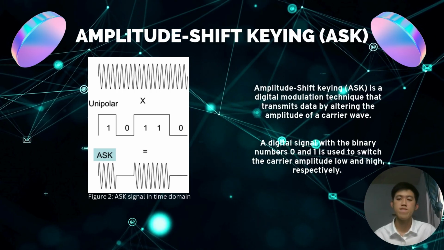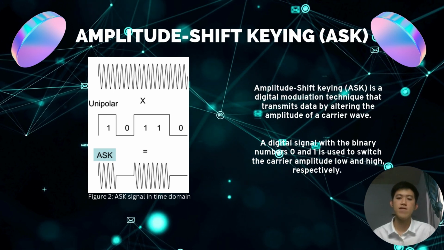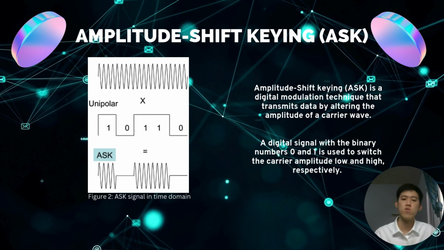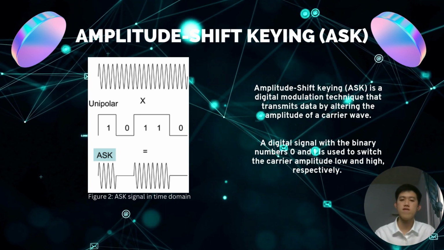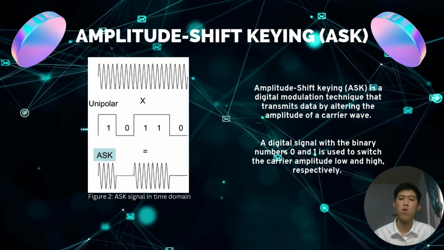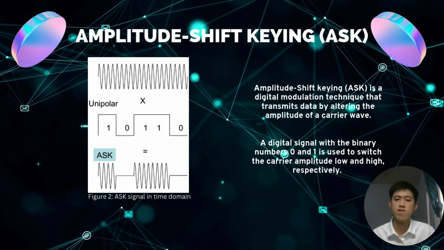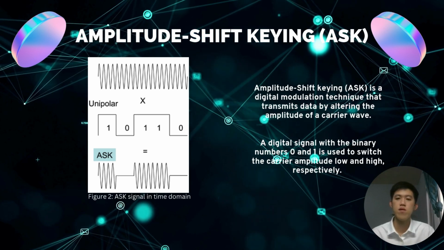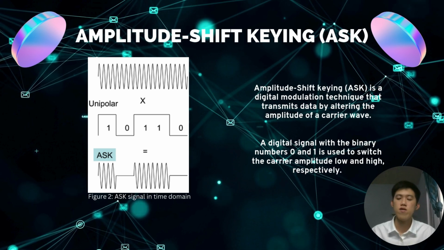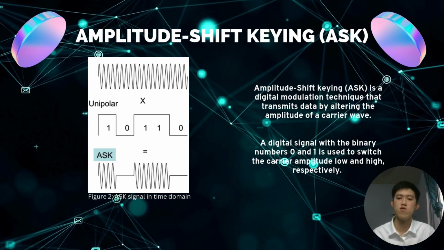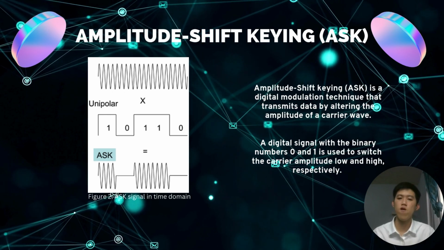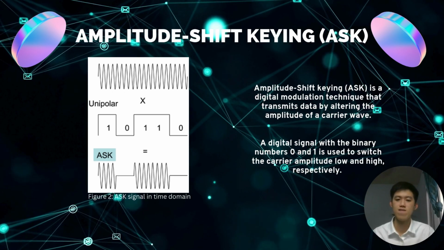Now I will explain amplitude shift keying, ASK. ASK is a digital modulation technique that transmits data by varying the amplitude of a carrier signal. A digital signal with the binary numbers 0 and 1 is used to switch the carrier amplitude low and high respectively. As you can see in this figure, the upper one is the carrier signal, and it multiplies with the information signal, the middle one. The 1 shows a high amplitude, and 0 shows a low amplitude. These two together form ASK, and the waveform is like this.